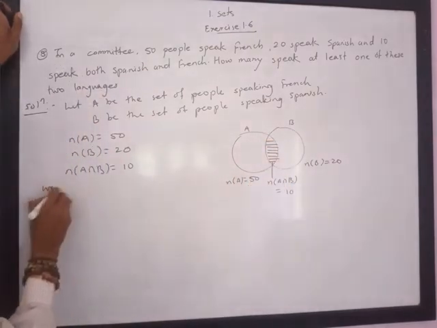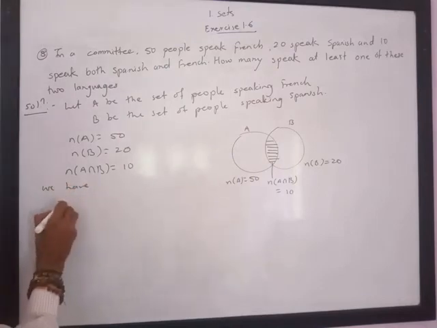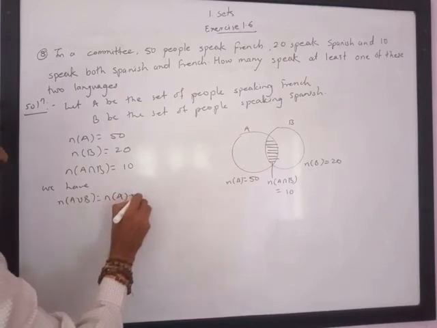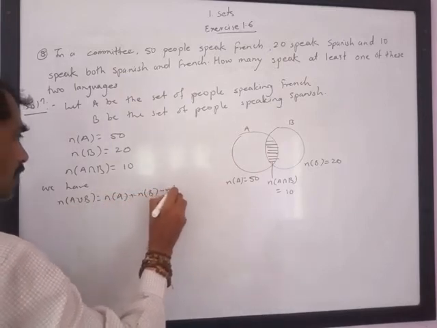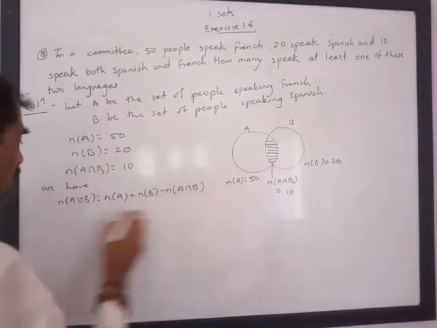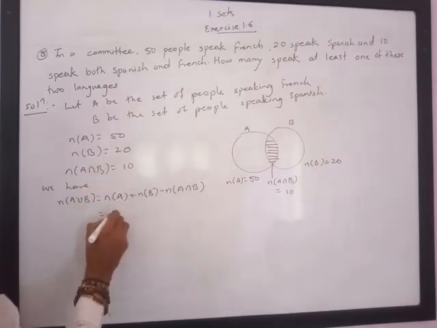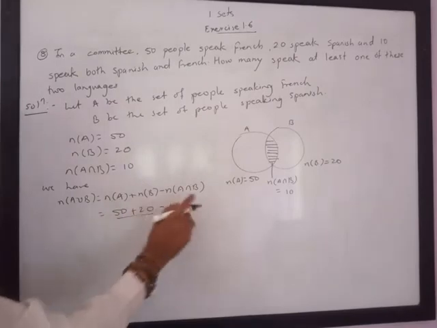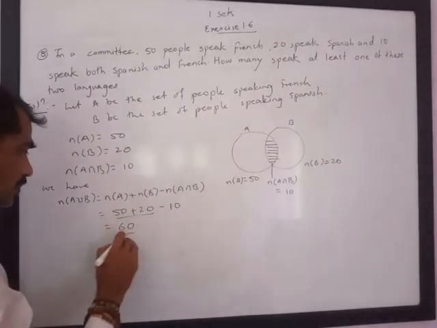We have the identity. Number of elements in A union B is equal to number of elements in A plus number of elements in B minus number of elements in A intersection B. So this is equal to 50 plus 20 minus 10. That is equal to 70 minus 10. Answer is 60.